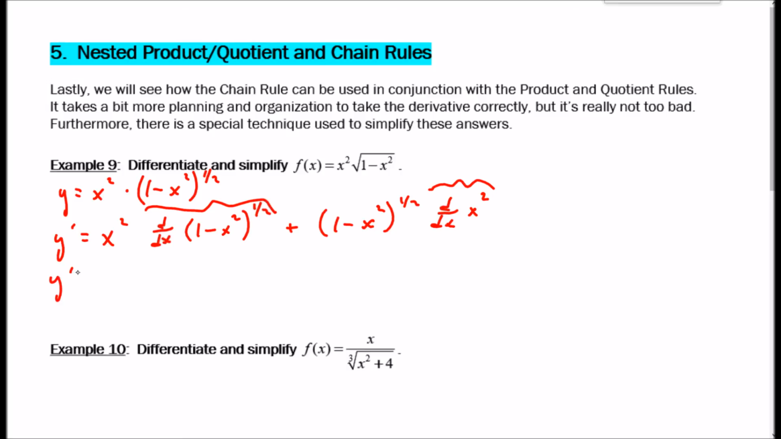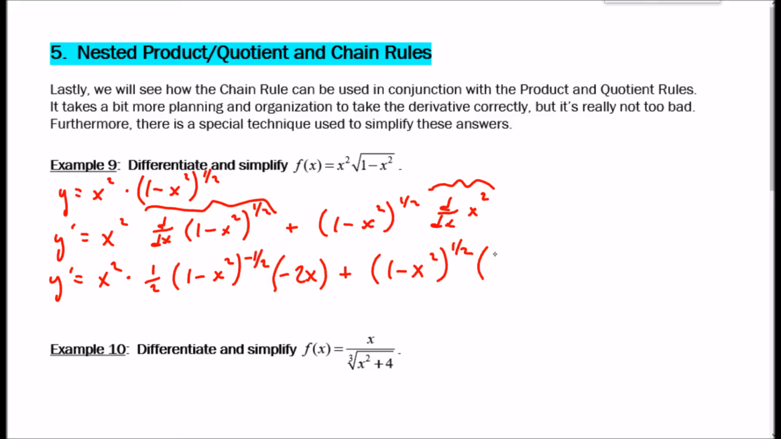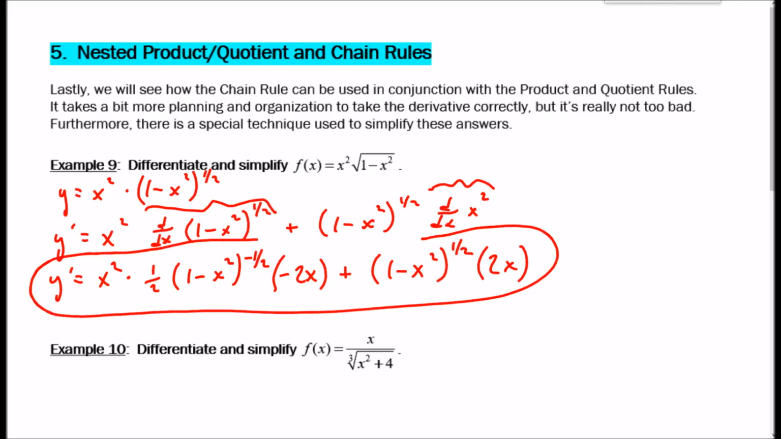Alright, so now y prime equals x squared times the derivative of something to the 1/2. Well, the derivative of something to the 1/2 is 1/2 something to the negative 1/2 times the derivative of that something. So here we had to use the chain rule to make the derivative of (1 minus x squared) to the 1/2, plus (1 minus x squared) to the 1/2 times the derivative of x squared, which is 2x. It is okay to leave it in this form for now.